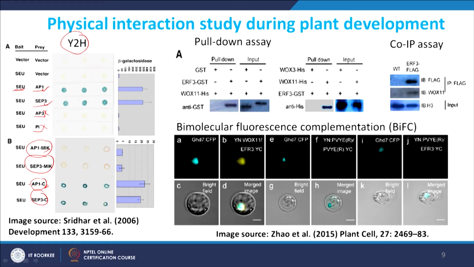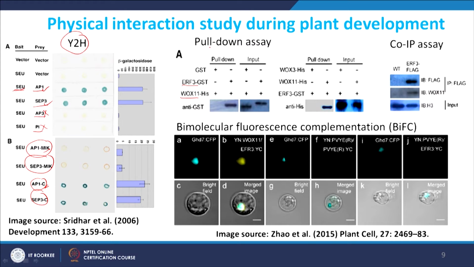Okay, another assay, this is done for another two very important transcription factors during adventitious root development in rice. ARF3 is an AP2 domain containing transcription factor, VOX11 is a homeobox domain containing transcription factor, and both are very important for adventitious root development.